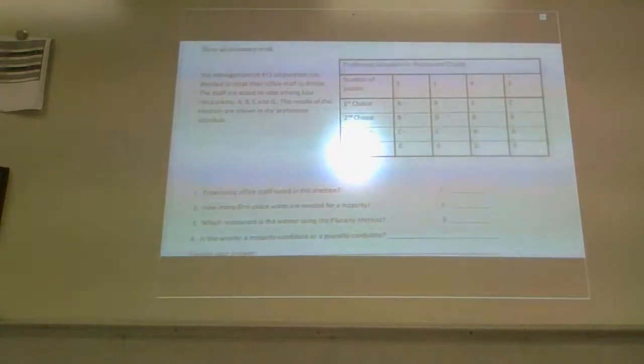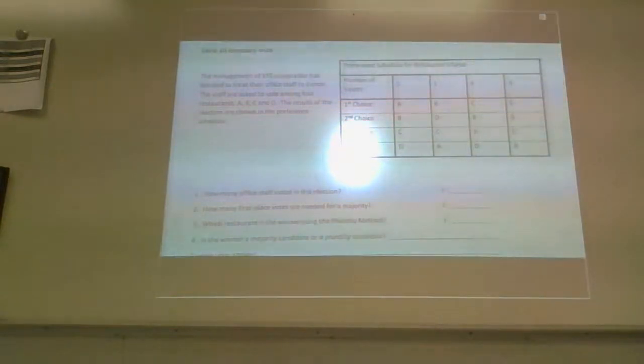Where's my little red pen? There you are. I'm looking at the first set of problems. The management of XYZ Corporation has decided to treat their office staff to dinner. The staff are asked to vote amongst 4 restaurants, A, B, C, and D. The results of the election are shown in the preference schedule.